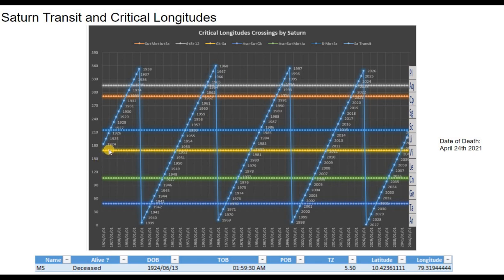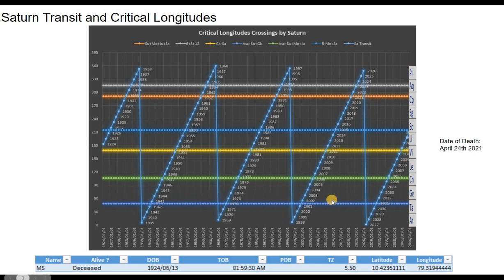And then I plotted Saturn's transit. The blue color you see here is Saturn's transit. This person was born in 1924, and I'm tracing Saturn's transit every year. So 1925, 26, 27 to 38. Then it nearly reaches 360 degrees, which is Pisces. Once it goes to Pisces, in the same year it comes back to Aries. So this blue line is meaningless. The year line alone you have to trace. These are multiple cycles.